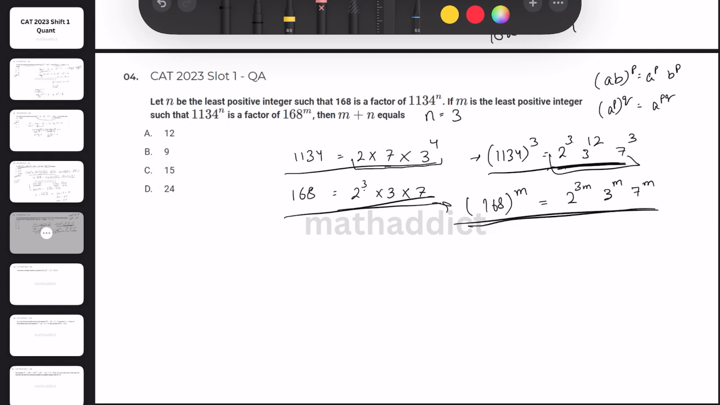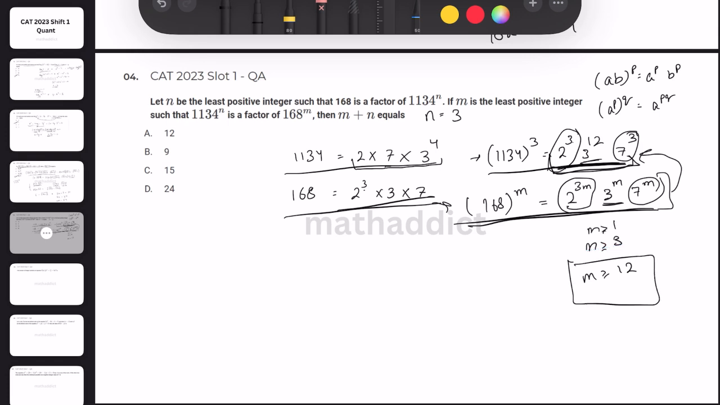So if this number is divisible by this number, then the corresponding exponents of the same bases should be greater. So corresponding exponents of this number's bases should be greater than the exponents of this number's bases. That is, m should be greater than 3. Using this, we get m is greater than or equal to 12, and with this we get m is greater than or equal to 1.